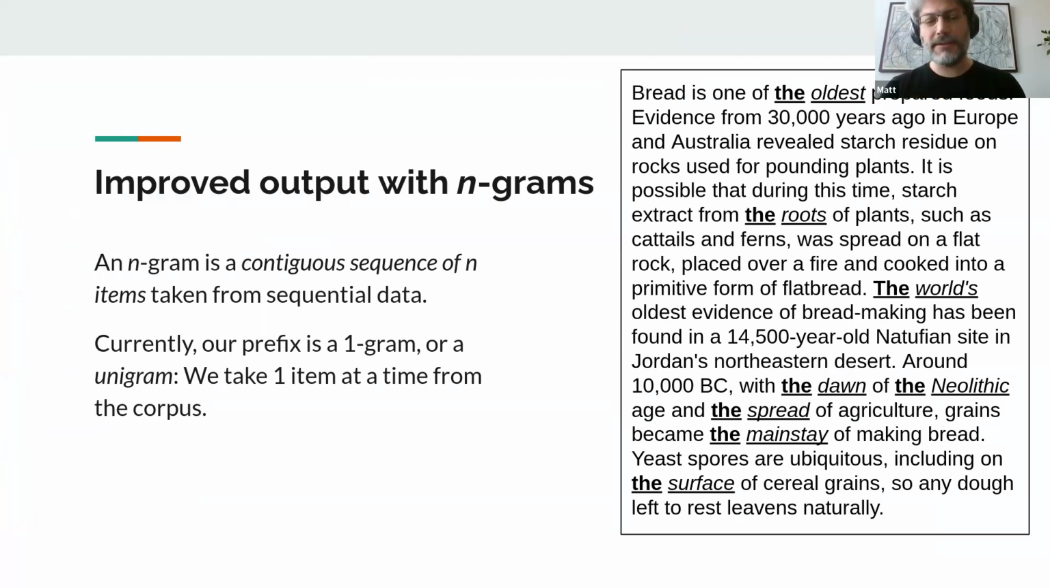And I want to introduce a concept called n-grams. N-grams, where n is a variable and it's a positive integer. An n-gram is a contiguous sequence of n items taken from sequential data. That's it. So if we were to reframe our conception of the prefix at this moment, the prefix is a 1-gram or a unigram. That is to say, we take one item at a time from the corpus. So if we're looking at the prefix the oldest, the roots, the worlds, the Neolithic, the spread, etc., the is a 1-gram or a unigram.